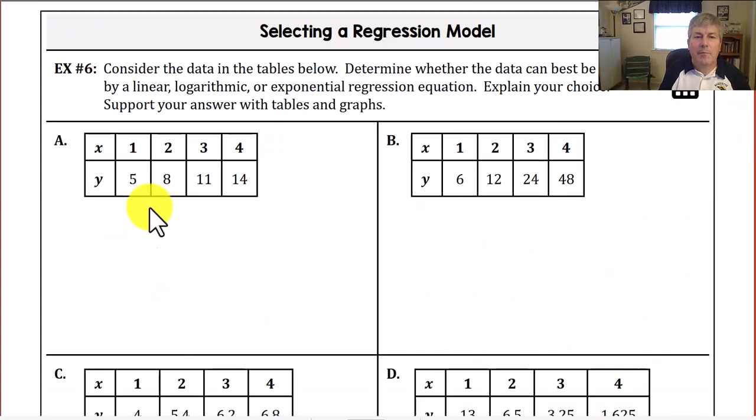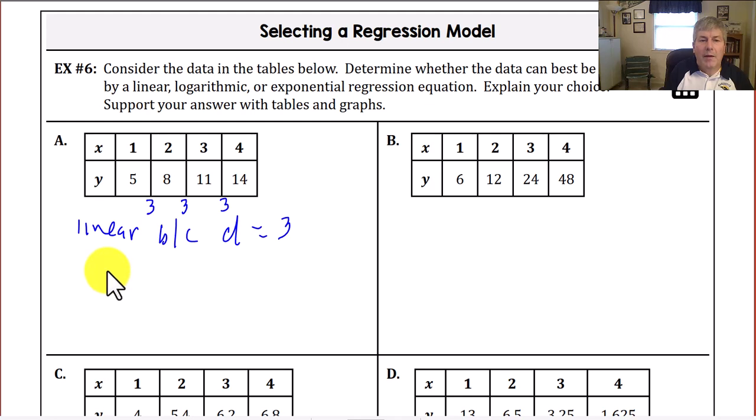In example 6, we want to select a regression model. It says, consider the data in the tables below. Determine whether the data can best be modeled by a linear, logarithmic, or exponential regression equation. Explain your choice. Support your answer with tables and graphs. Let's take a look at our differences in A, and it looks like our differences are 3 in each of these. So we know if our differences are constant, this is a linear regression.